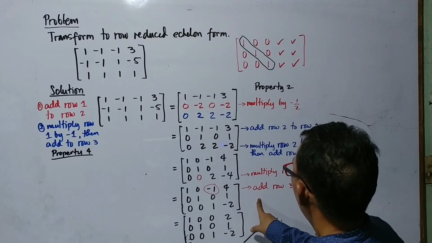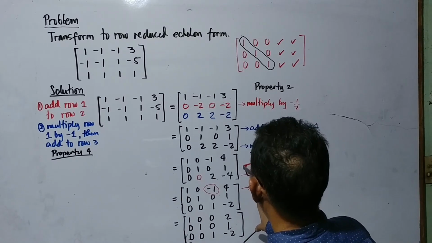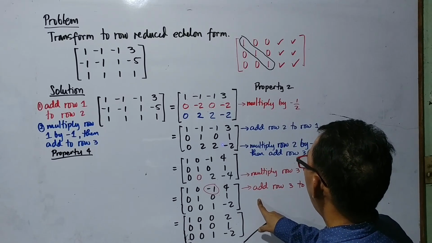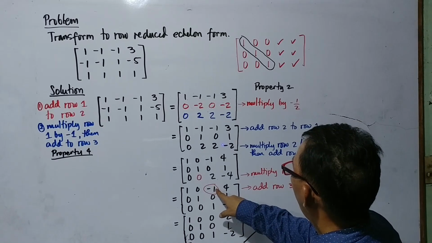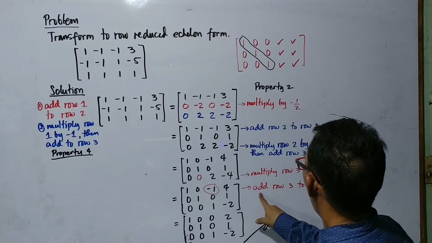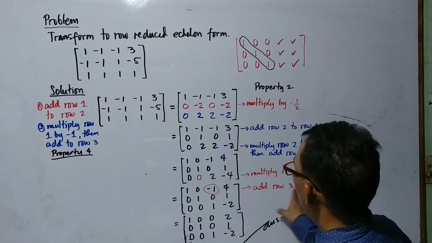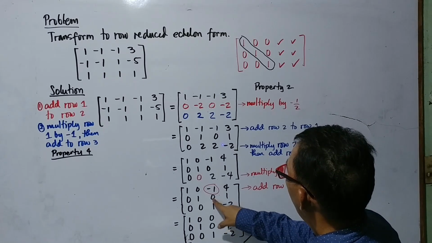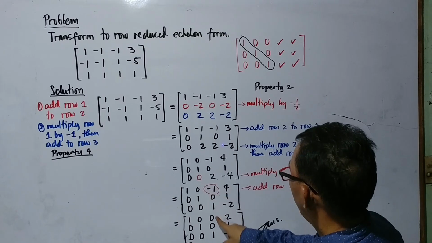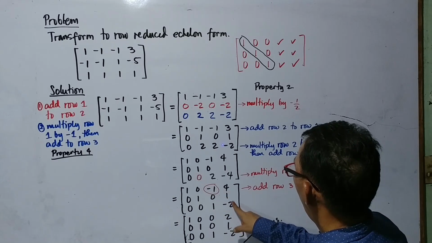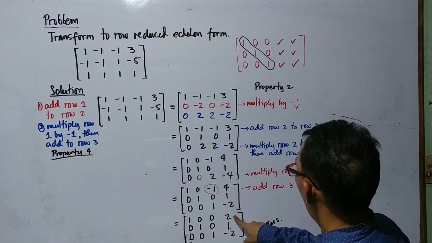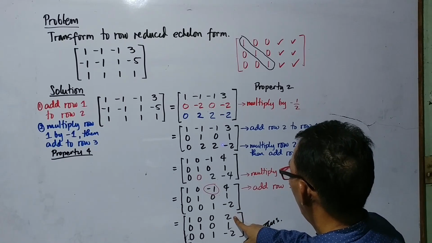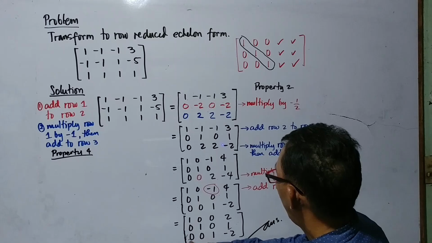As you notice, we have to make this 0. Just add row 3 to row 1. So 1 minus 1, 0. Negative 2 plus 4, 2. Then, just copy the entry.